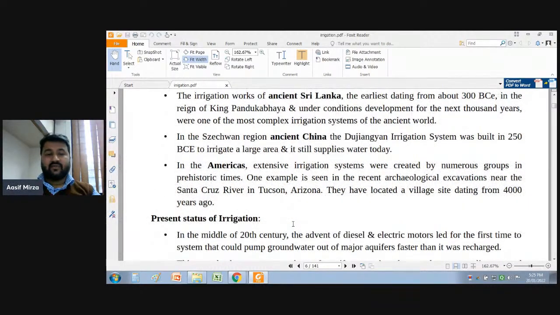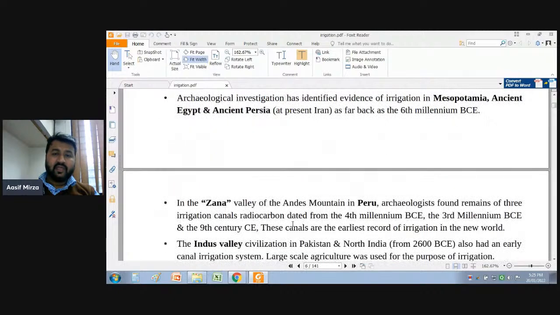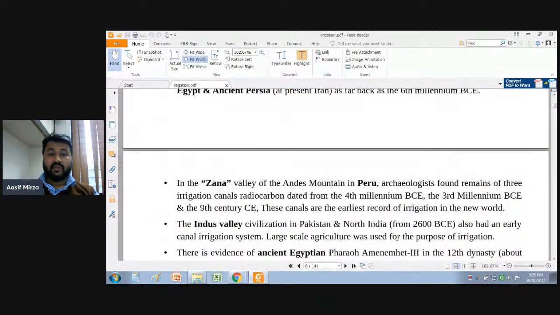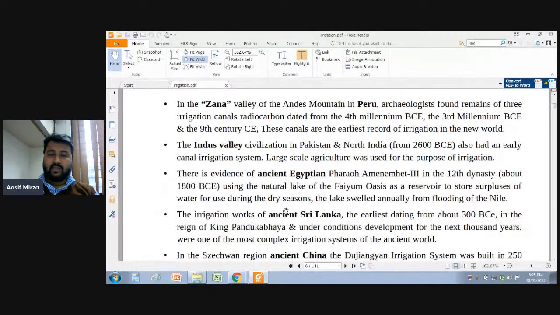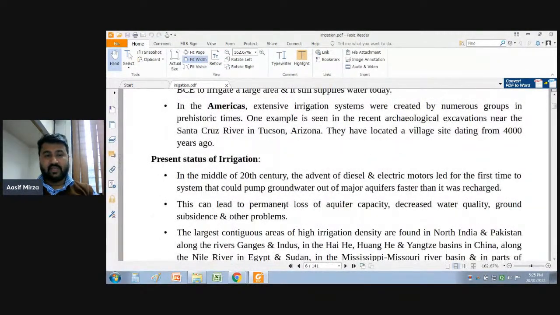Now, the present status of irrigation. So, this is all about the historical development of irrigation. You can see the 3rd millennium BC, the 9th century CE. This is all about the history of irrigation. Now moving toward the present status of irrigation.